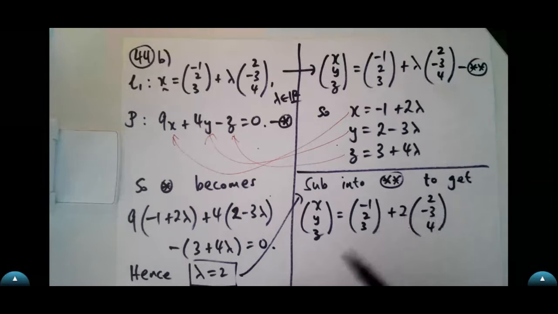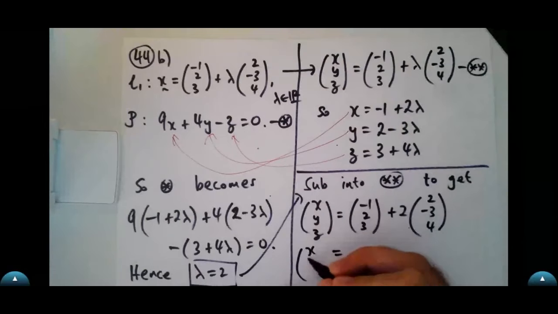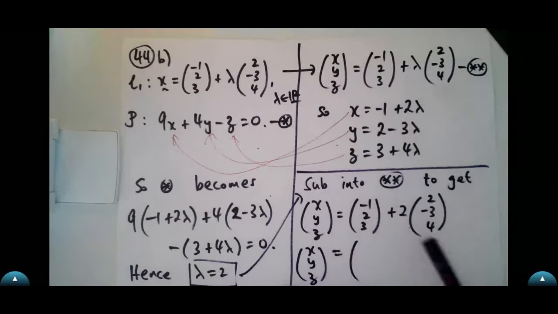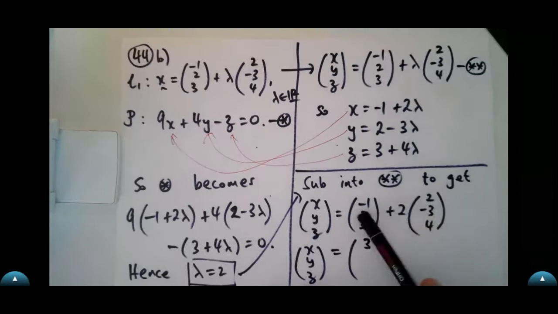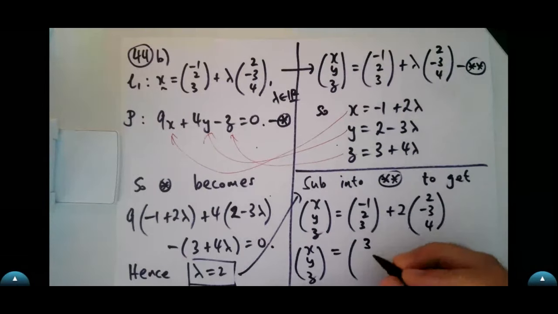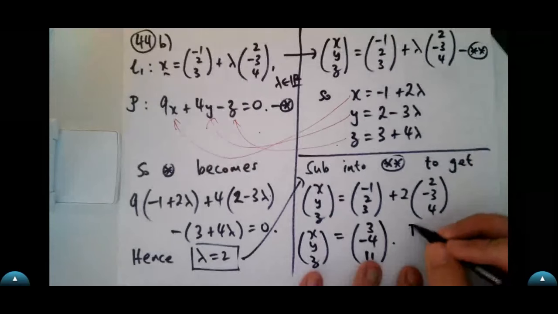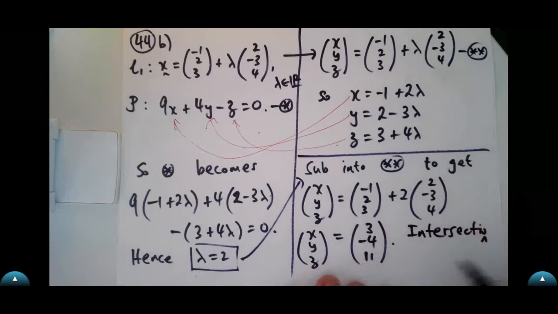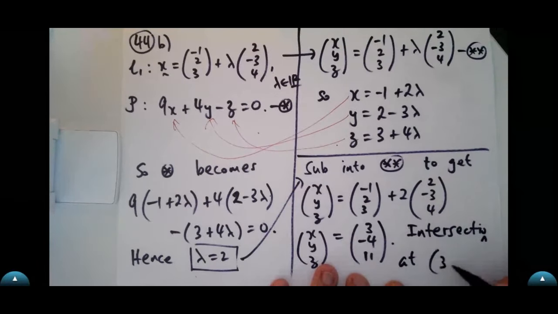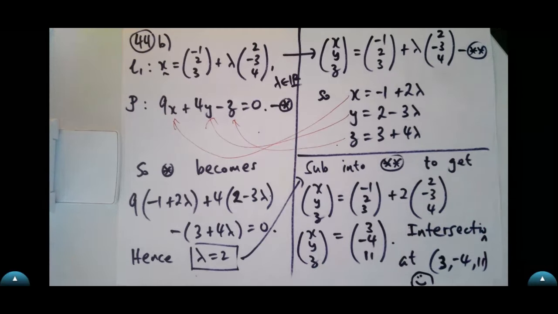And so -1 plus 4, that'll be 3. 2 minus 6, -4, and 3 plus 8, 11. So what's the intersection point? Intersection at 3, -4, 11. And do a little smiley face just to end it. Yay!